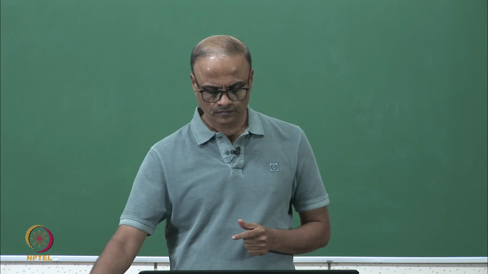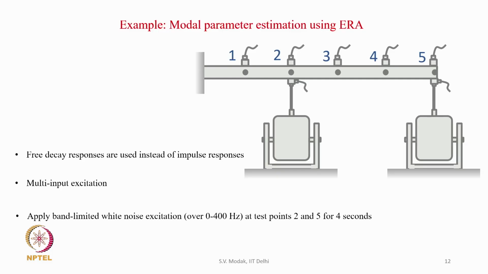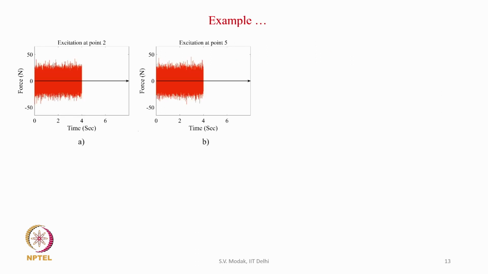right. So, this is a schematic of how the structure is excited and how the responses are measured. You can see at point number 2 and point number 5 we have applied the white noise excitation, and then we are measuring the response at all the 5 points simultaneously. Okay, at all the 5 points we are measuring the responses simultaneously. So, you can see this is a plot of the excitation being applied at points 2 and 5.